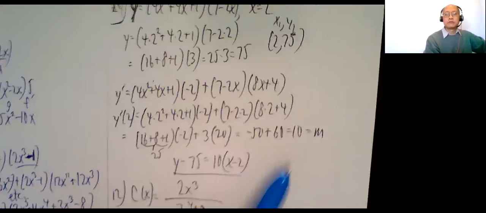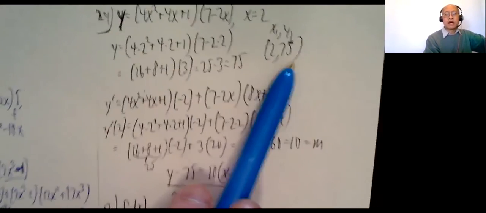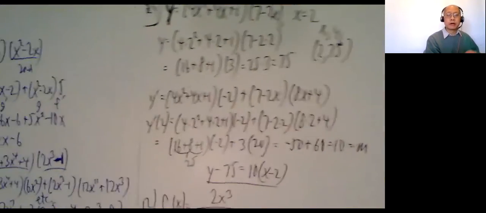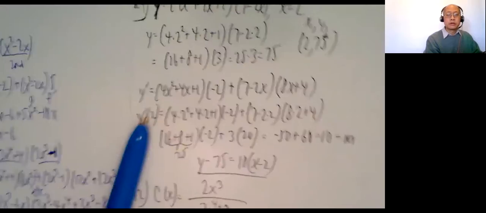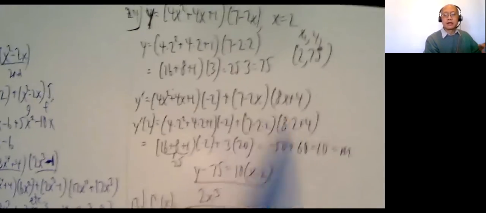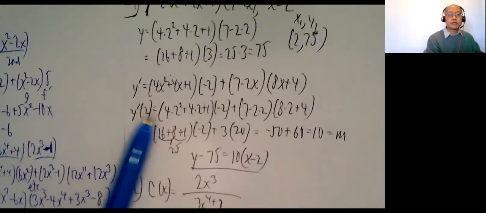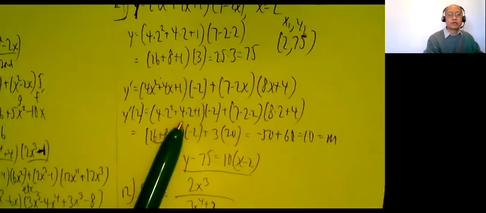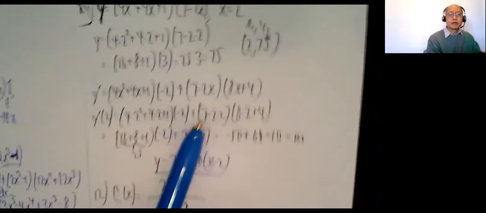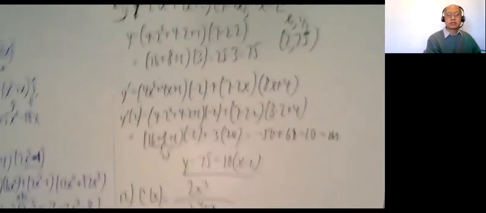Now I plug in 2. Do I have to plug in 75? Well, I plug in 75 if there were any y's, but there are no y's, so don't worry about it. Okay, so plug in 2 right there and right there, and every time I see x, there and there, and clean it up. So 4 times 2 squared plus 4 times 2 plus 1 times negative 2, 7 minus 2 times 2, 8 times 2 plus 4.